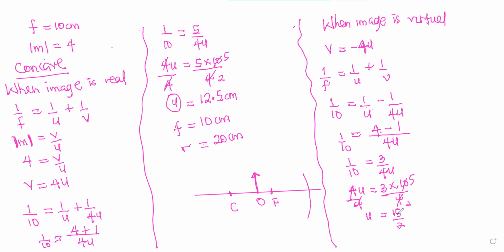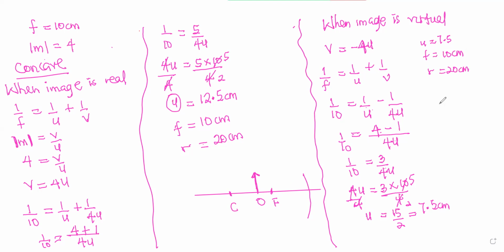Okay. Class, what is 15 divided by 2? 7.5. This is 7.5 centimeter. Now, let's compare. So U is equal to 7.5. F is equal to 10 centimeter and R is 20.